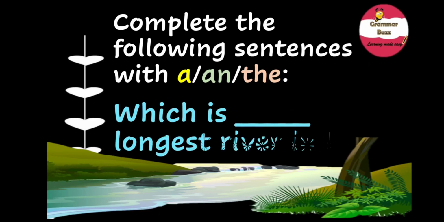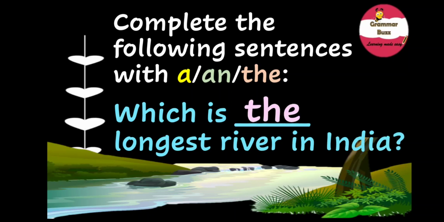And here's the last one for you. Which is dash longest river in India? Can you guess what is the correct article for this sentence? I think you have already, and you are absolutely right. You have nailed it. And it is, which is the longest river in India? Here we are asking a question about a particular river. So, it is the longest river in India.